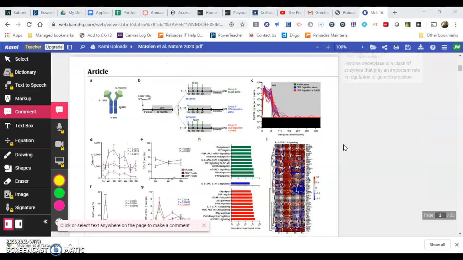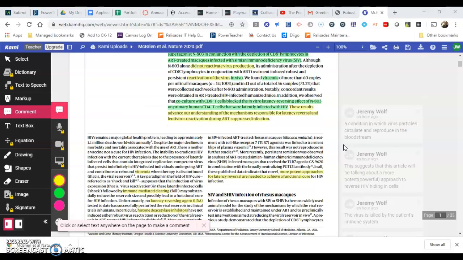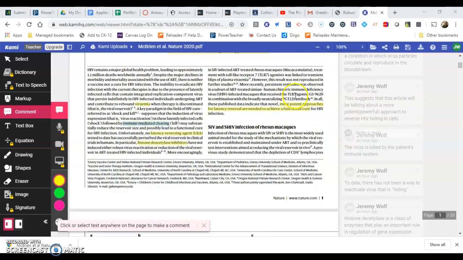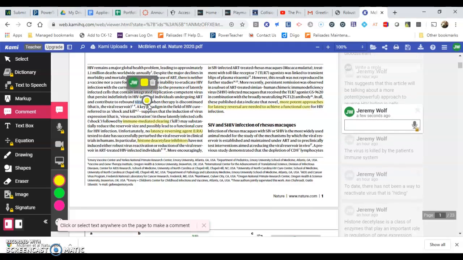So check that out. And now I'm going back to this part here. So this is kind of the introduction that gives me some ideas about what they're talking about in the article. And so I look up some words. So viremia, I look that up.